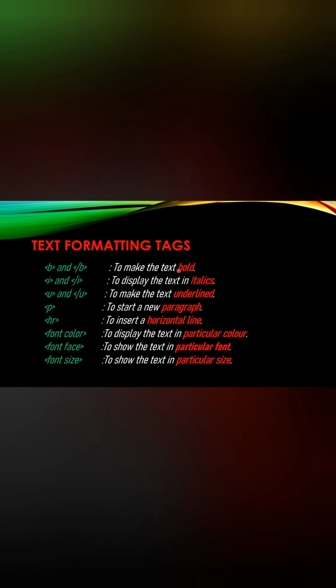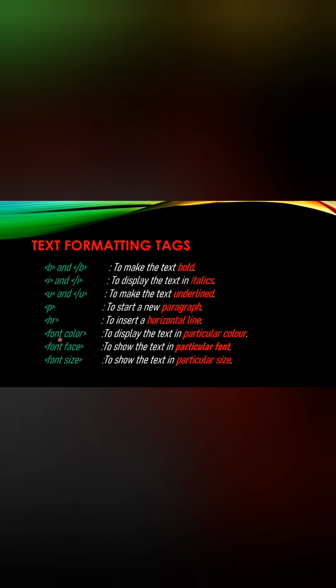Okay, so to make the text bold, we are using this B tags, and the text entering in between this I pair of tags can display the text in italics. Okay, so to display the text in italics, we are using this I tags. U tags are used to make the text underlined. So whatever text you are entering in between this U pair of tags, that will be displayed as underlined on your web page. Next, P tag is used to start a new paragraph. HR tag is used to insert a horizontal line.